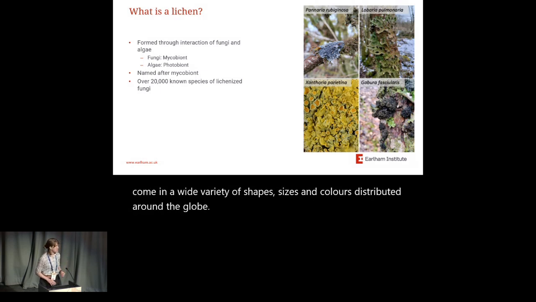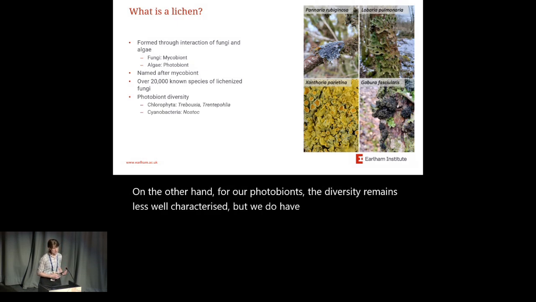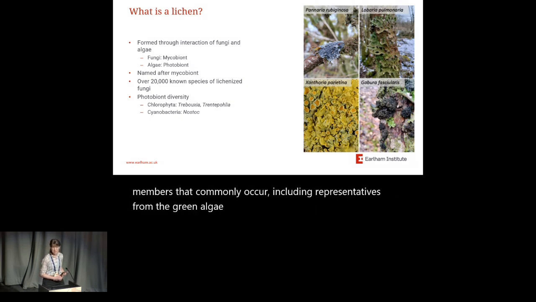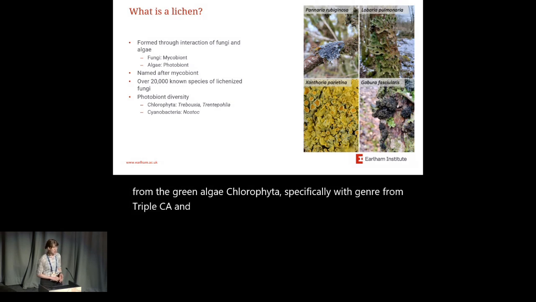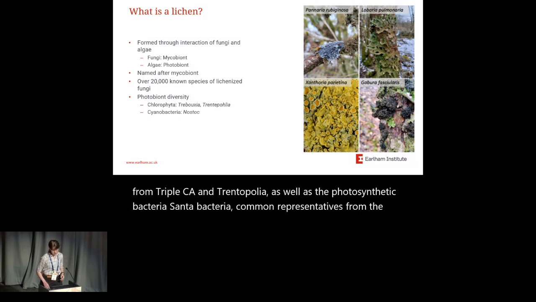On the other hand, for our photobionts, the diversity remains less well characterized, but we do have a few ideas of various members that commonly occur, including representatives from the green algae Chlorophyta, specifically genera such as Trebouxia and Trentepohlia, as well as the photosynthetic bacteria, cyanobacteria, with common representatives from the genus Nostoc.